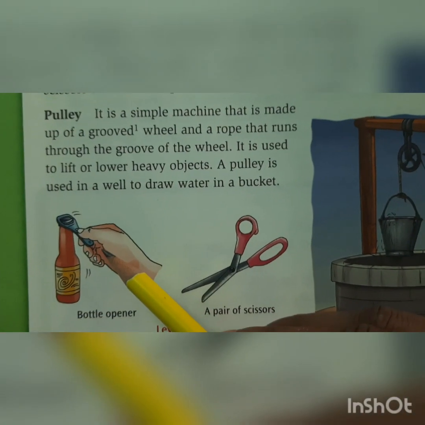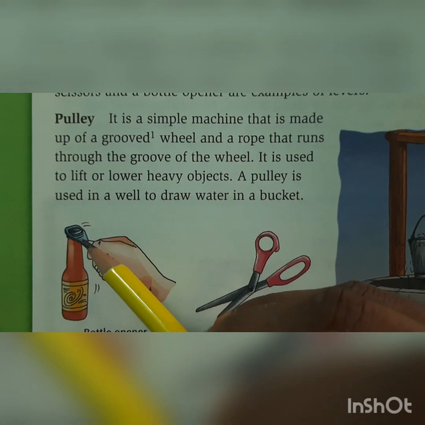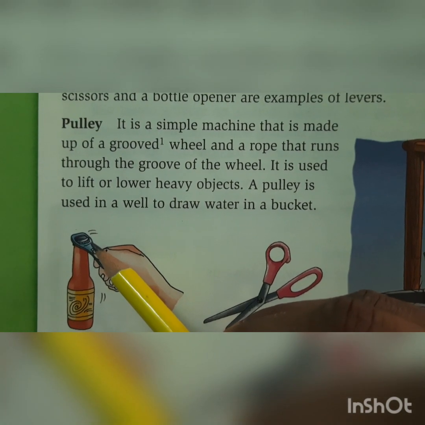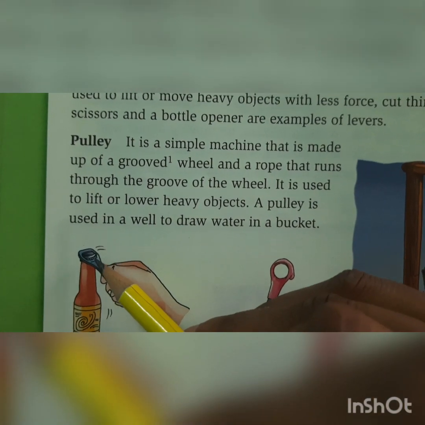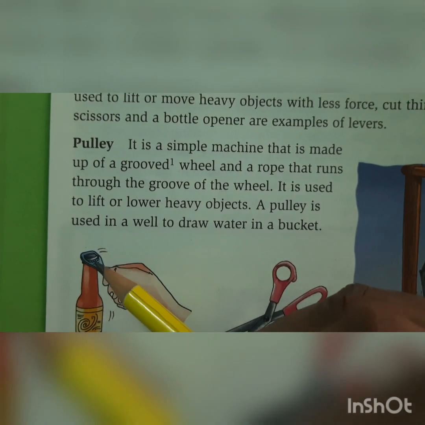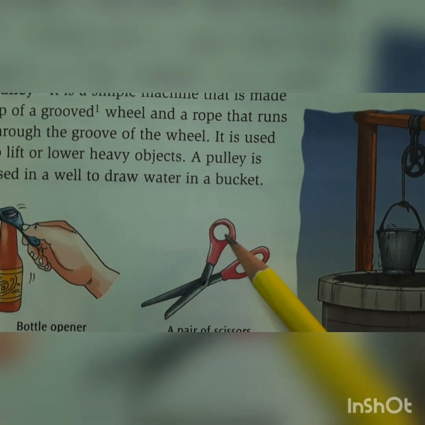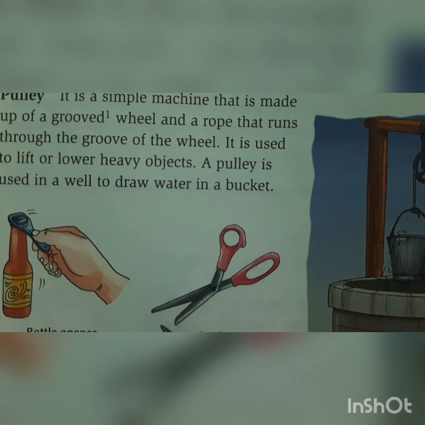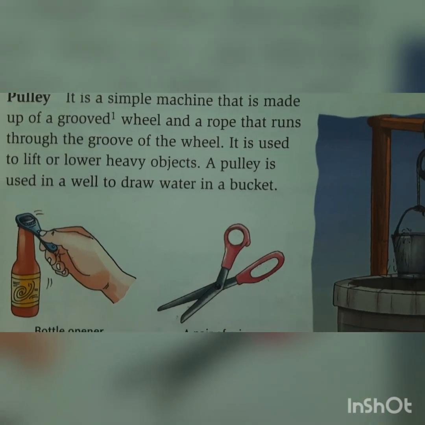Look here, in your book a bottle opener is also given. The one I showed you on the nail cutter was also a bottle opener. You put the bottle opener like this, and then you apply force here and the bottle cap is opened. Now look, a pair of scissors, I showed you. You put your fingers here and the force is applied here, and that will act here. Your paper or your cloth is going to be cut.